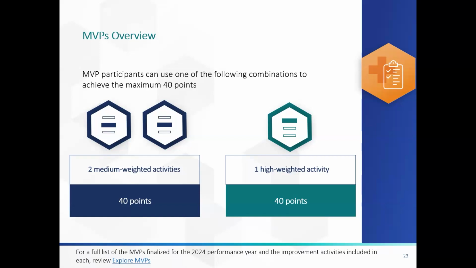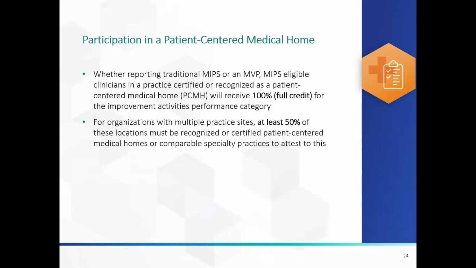Next slide, please. Whether reporting traditional MIPS or an MVP, MIPS eligible clinicians in a practice certified or recognized as a patient-centered medical home, or PCMH, will receive 100% or full credit for the improvement activities performance category. For organizations with multiple practice sites, at least 50% of these locations must be recognized or certified patient-centered medical homes or comparable specialty practices to attest to this.